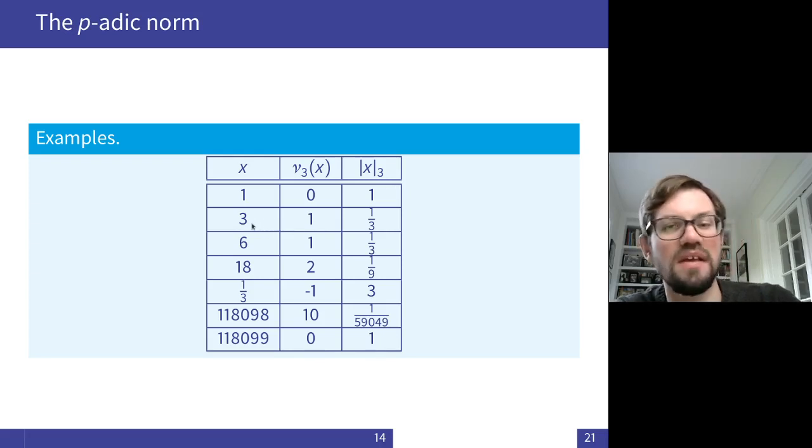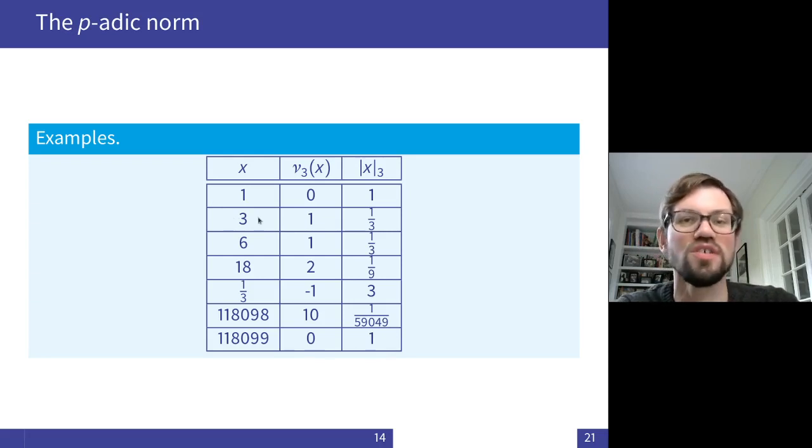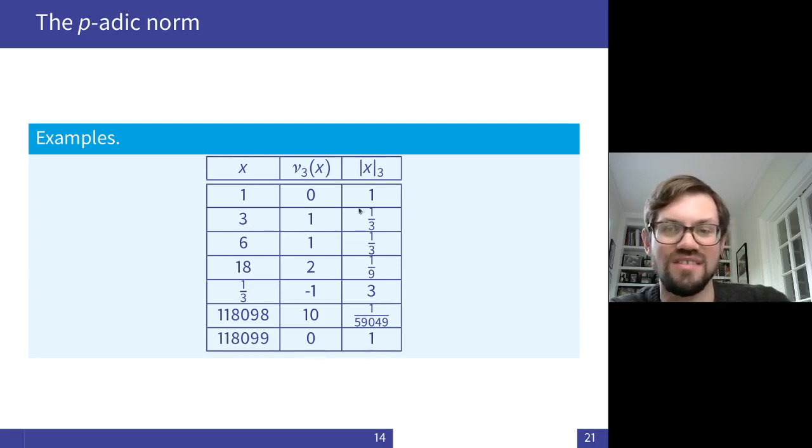What if x is 3? Well, 3 to the power 1 divides 3, but 3 to the power 2 does not divide 3. So that means our valuation has to be 1. The biggest number such that 3 to that number divides 3. And that makes the 3-adic norm 1/3. 1 over 3 to the valuation.